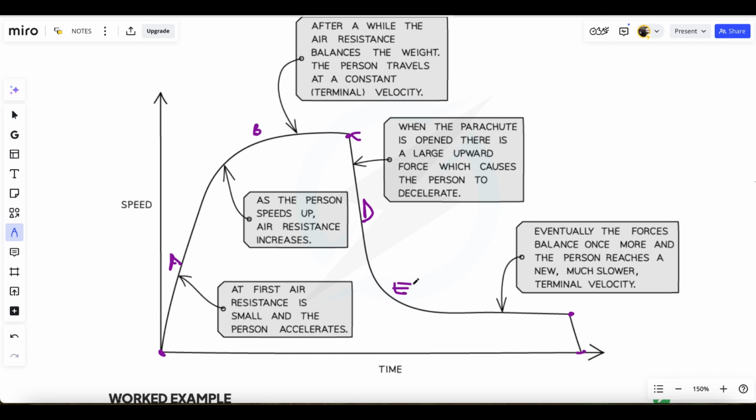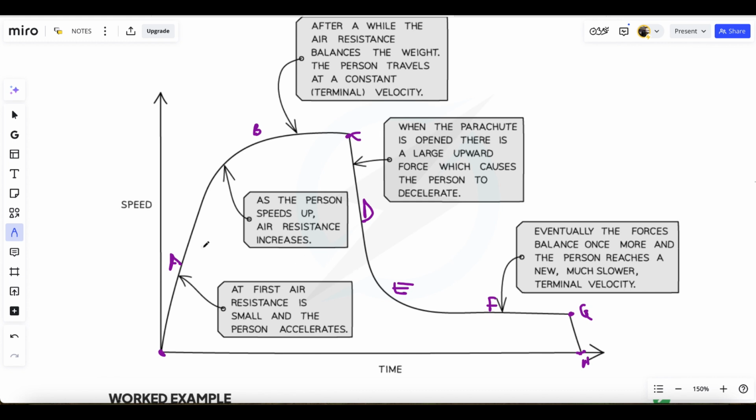Here terminal velocity is about to happen. Here is F, terminal velocity. Here is G, the point where you take out your parachute. Here is when you jump to the ground, H. So Cambridge can draw a graph like this and ask any question they want to ask. And the description is what you see at every point.